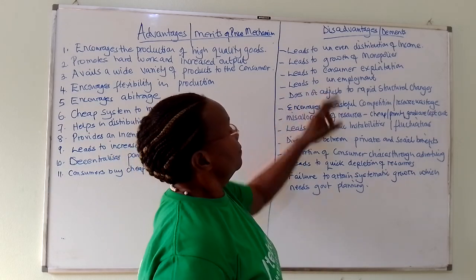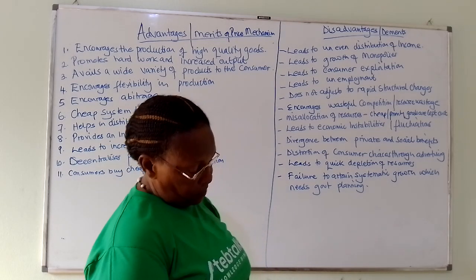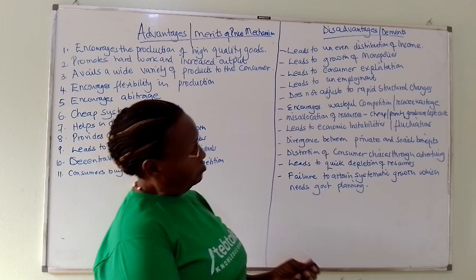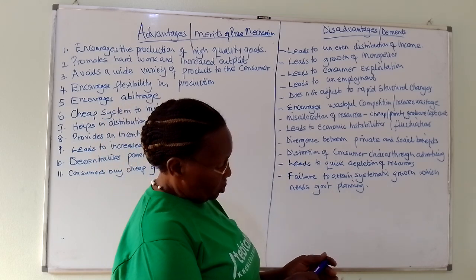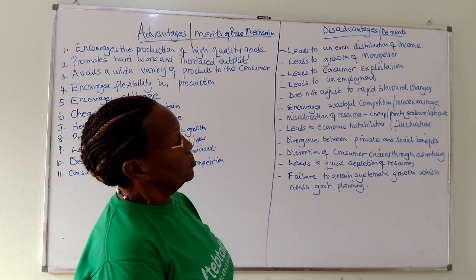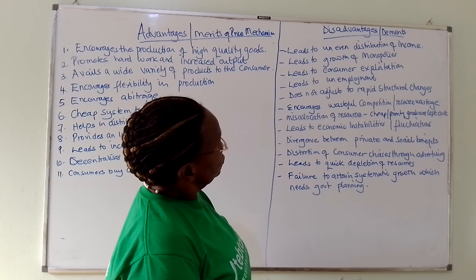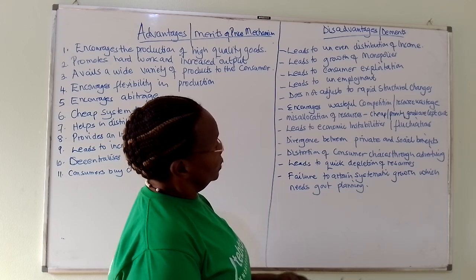At the same time, unemployment also arises out of the operation of the price mechanism due to people being replaced by efficient machines, and also some farms or some producers getting outcompeted. Then it does not adjust to rapid structural changes.